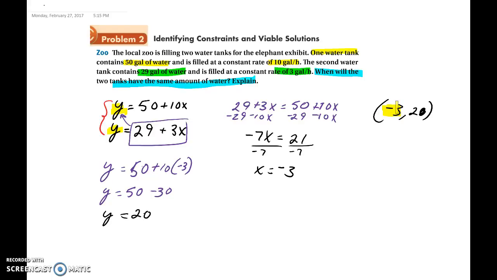So this answer, although it does have a solution, the 2 tanks will not be the same because we can't travel back in time. All right, the tanks aren't going to stop filling and wait for the other one to catch up. So the two tanks will never be the same.